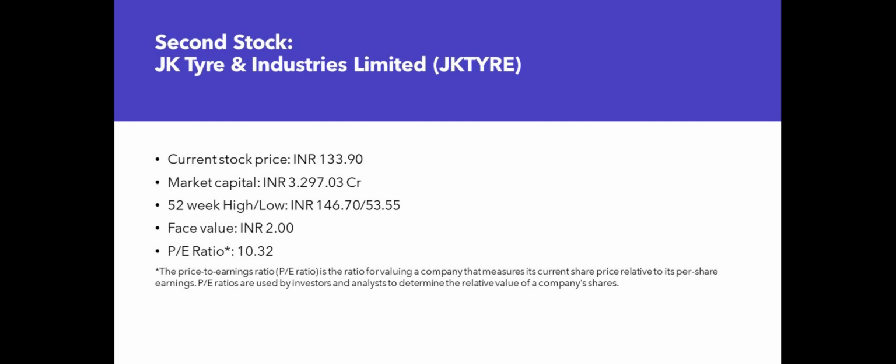Moving on, the second stock is JK Tyre and Industries Limited. The current stock price is 133 rupees. The market cap is close to 3300 crores. The 52-week high and low has been ranging from rupees 53 to 146. The face value of this stock is rupees 2 and the PE ratio is 10.32.